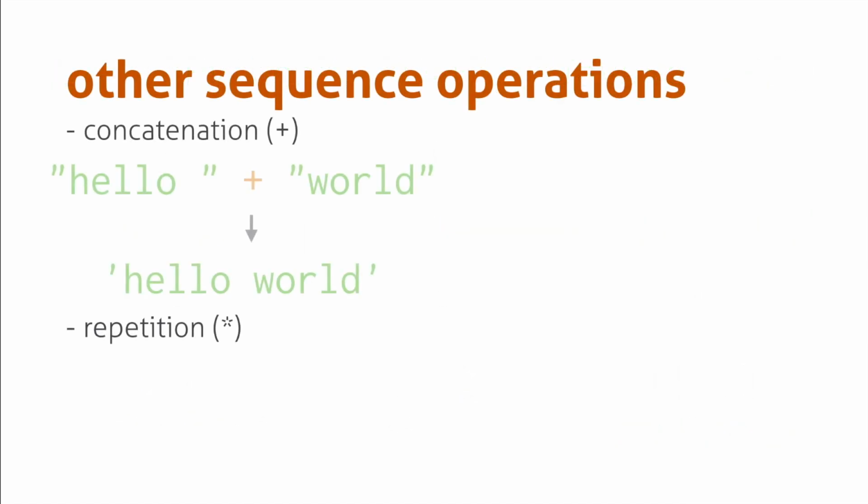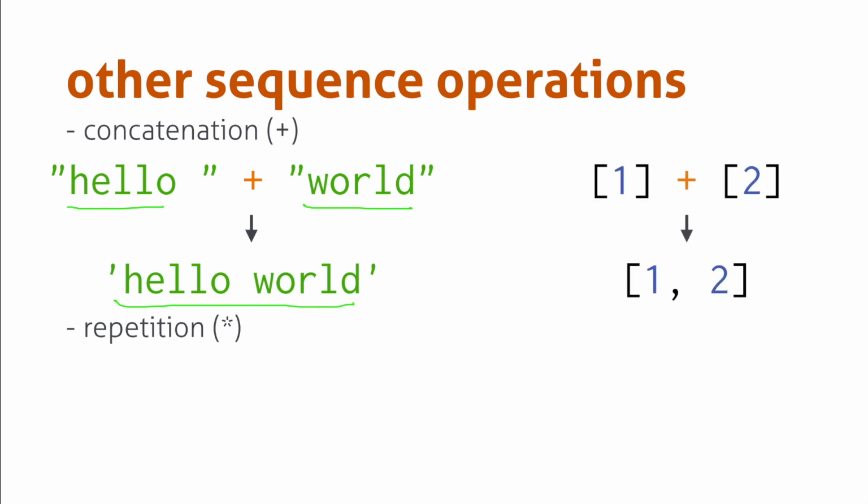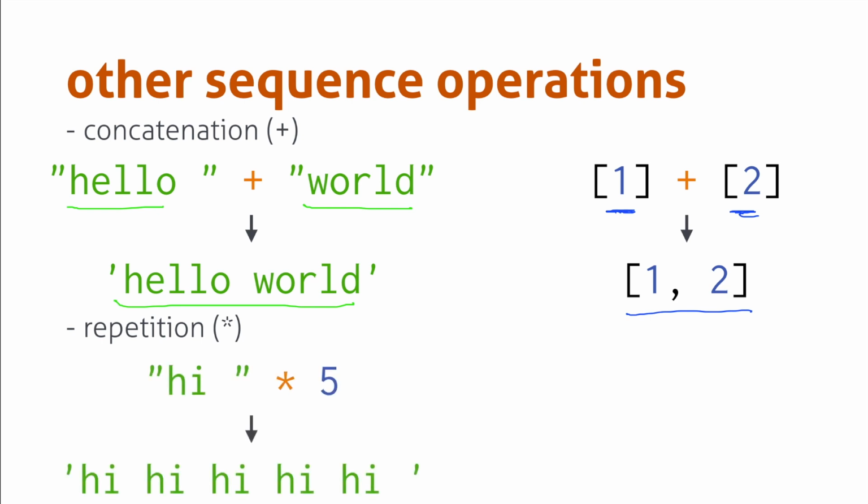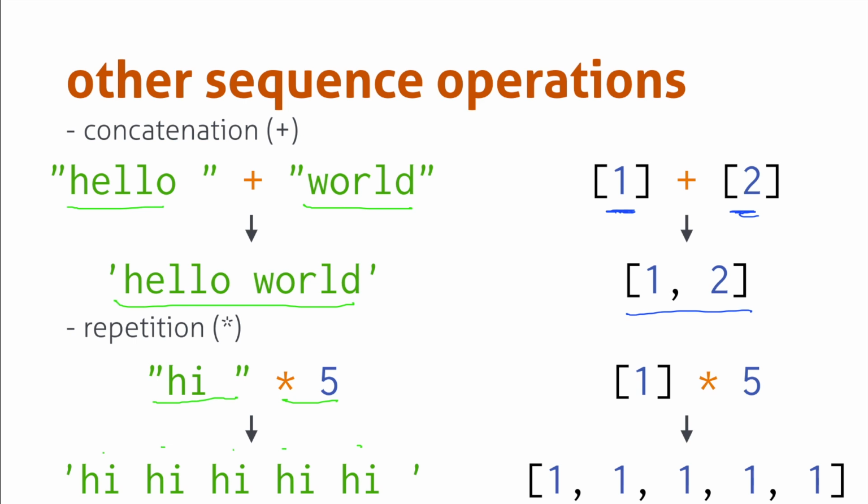Sequences allow us to add or multiply them. So we can add the string hello to the string world to get the longer string hello world. Or we can add the list that has one item 1 with the list that has one item 2 to get a list with 2 items 1 and 2. We can even multiply sequences to repeat them. So here, if I take hi times 5, then I get hi 5 times. And if I take the list 1 and multiply it by 5, then I get a list with 5 ones in it.